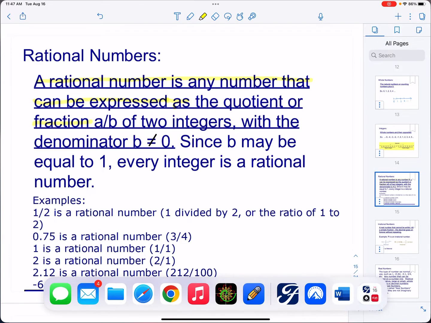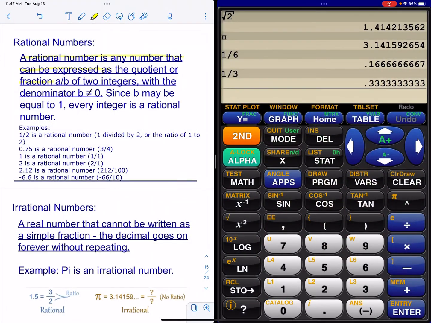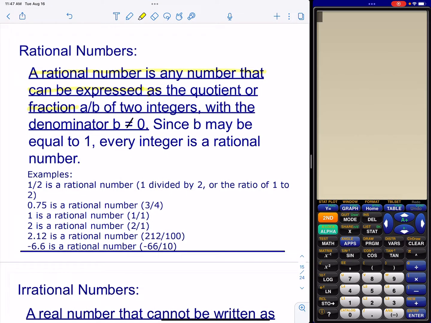Okay, now real quick, let me pull up a calculator real fast to give you some examples. If you were to look at this calculator, to identify a rational number, if I were to type in 1 divided by 2, you'll notice it is a fraction. So when I hit enter, I get a nice pretty little decimal, 0.5. That tells me that's a rational number.